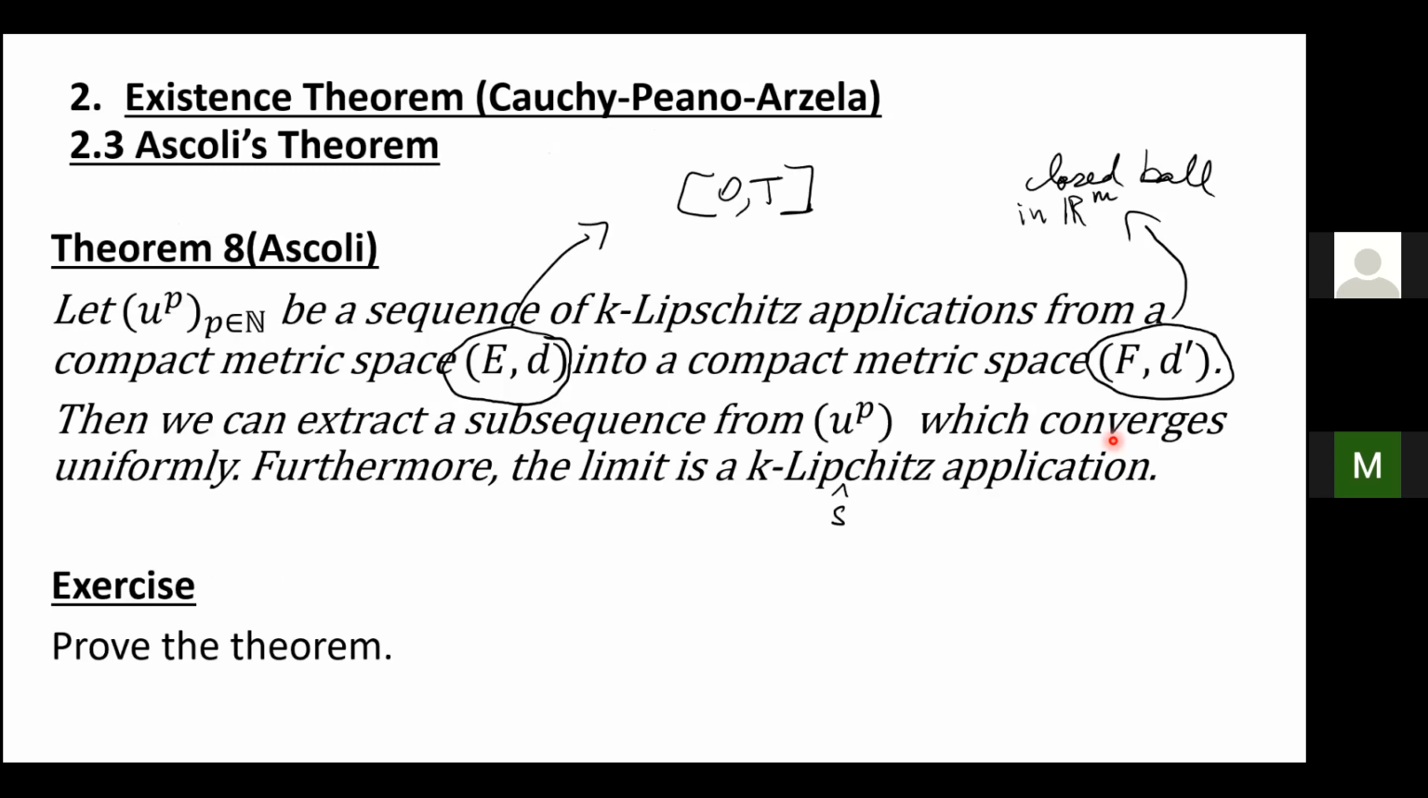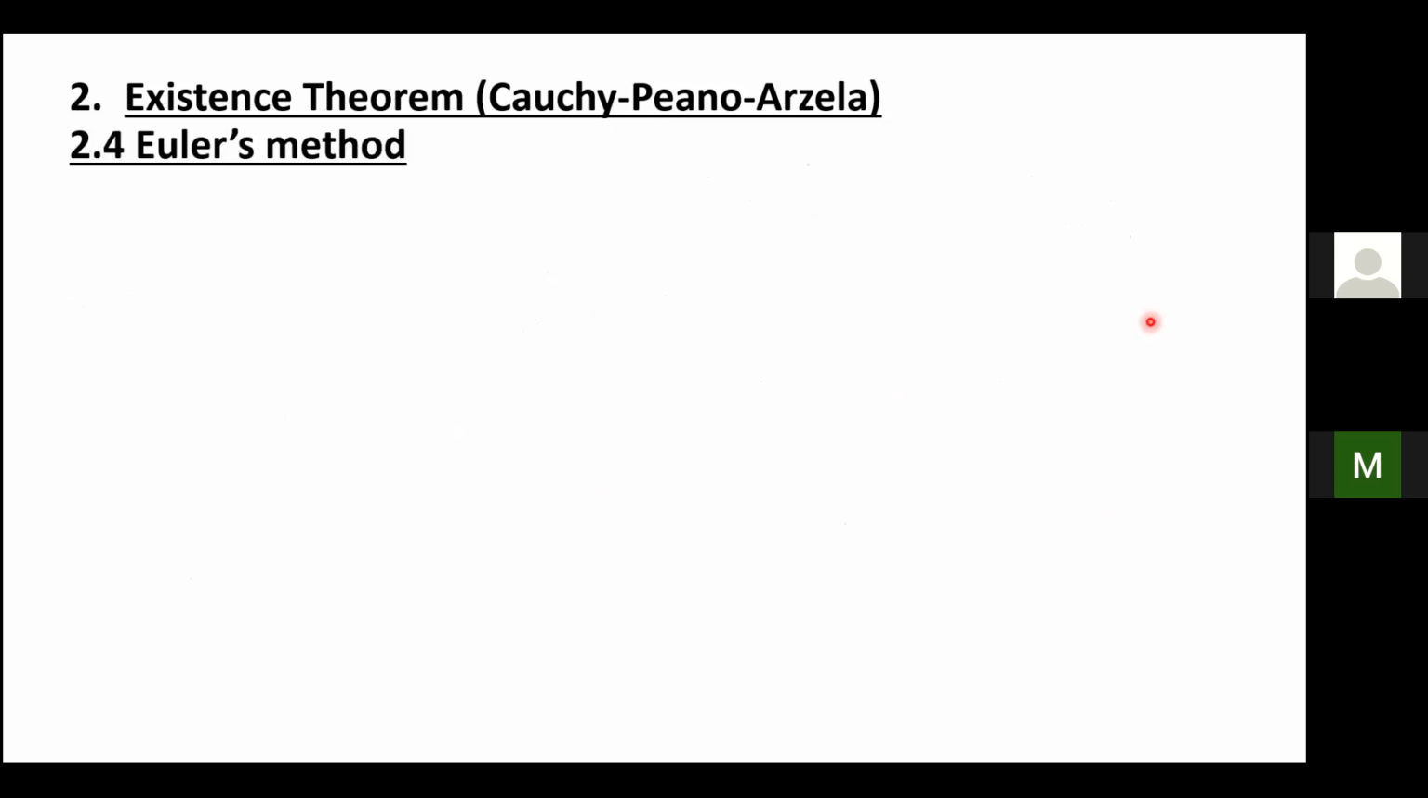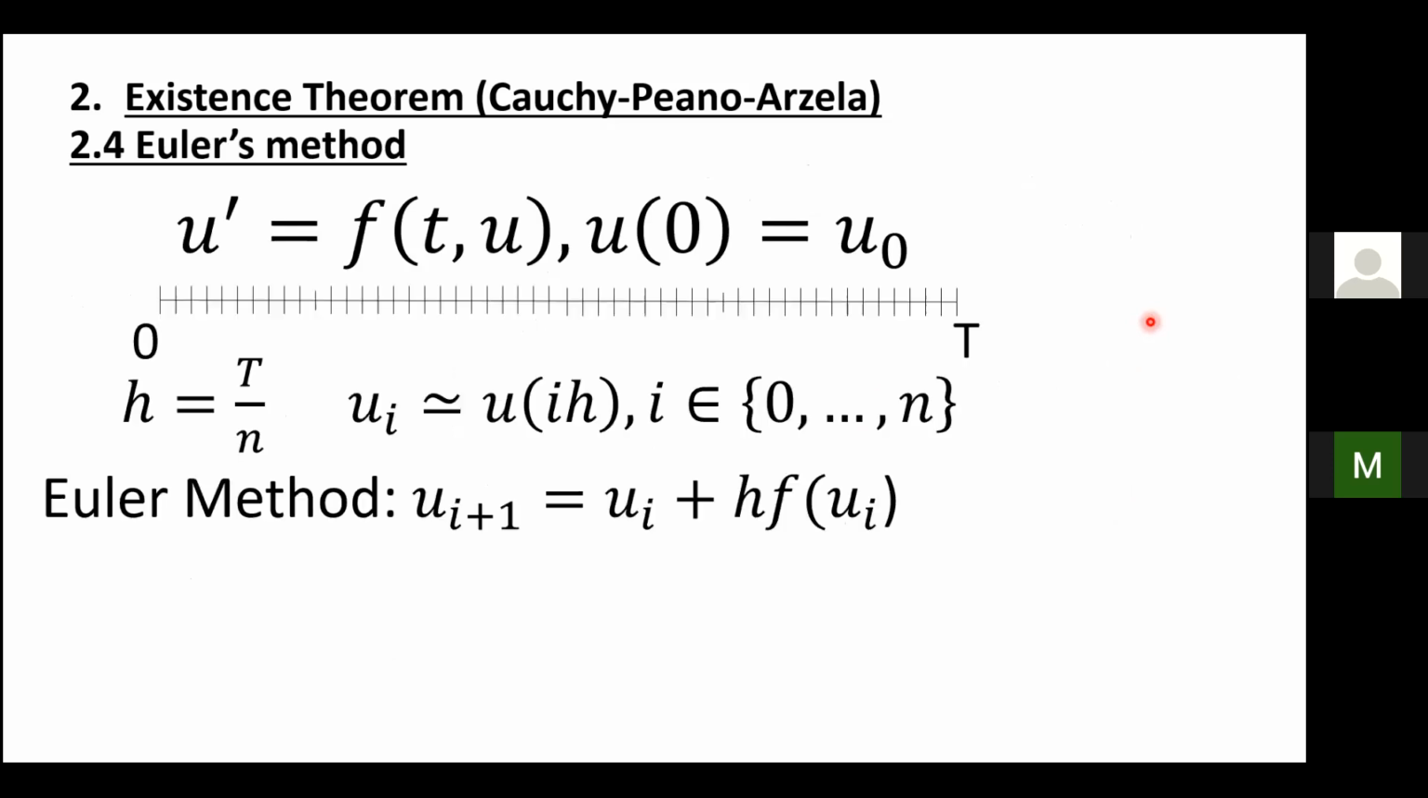So what can I do? I can apply Ascoli's theorem. And then I can extract from the sequence given by the Euler method a subsequence that converges uniformly towards a function. And now I can go back to theorem 7, and the limit is a solution of the problem. So that's it. Yes.